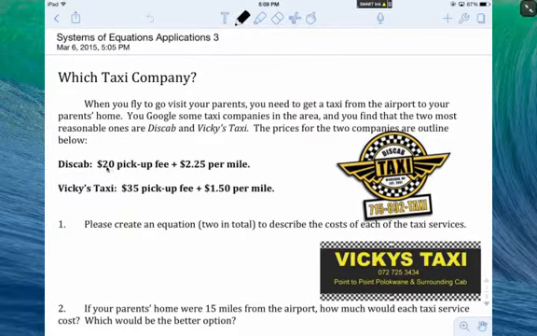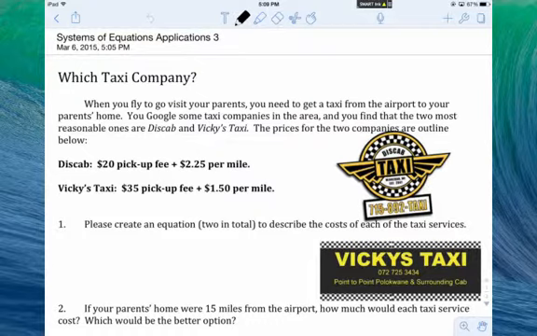Discab has a $20 pickup fee. That's how much it just costs to have a cab pick you up in the first place. And then it costs $2.25 per mile. Vicky's Taxi has a more expensive pickup fee, almost twice as much, but it costs less per mile. Something to keep in mind. Ultimately, we're going to ask ourselves, which taxi should we use?